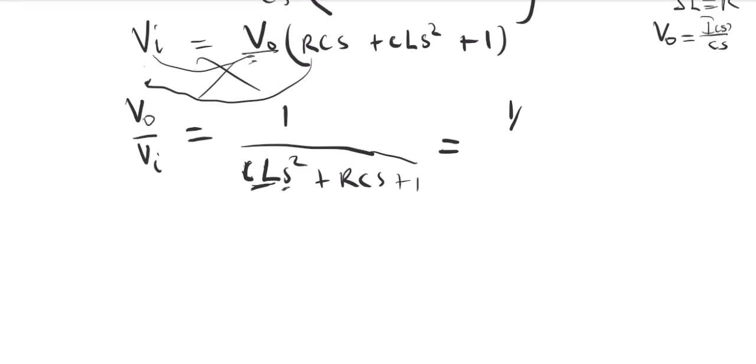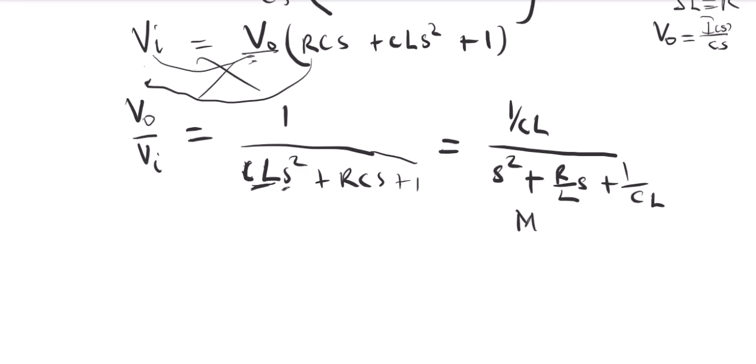So we have here 1 over CL all over S squared plus, now RC over CL is R over L, S plus 1 over what? CL. So we are done. At this point, your system is in monic form.